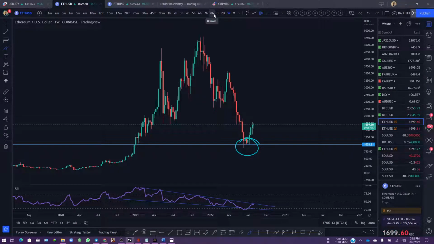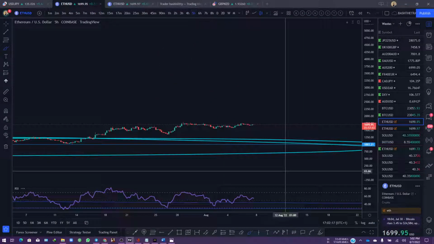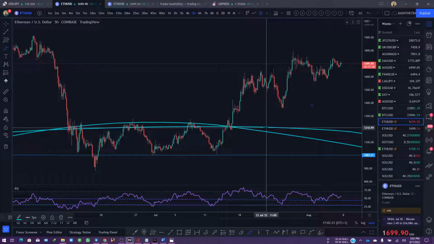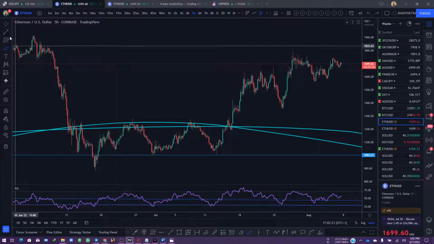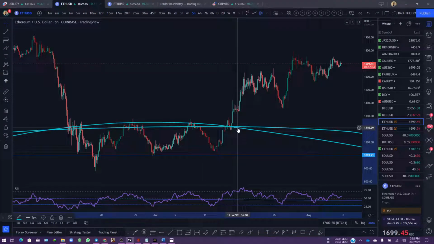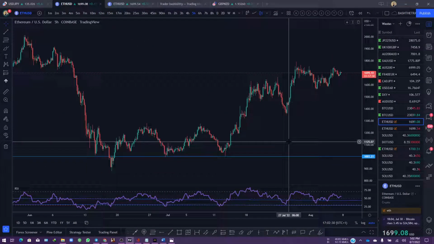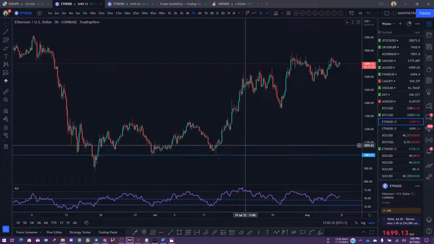So guys, let's go to the 4 hour or the 5 hour. Let's go to the 5 hour and reset this. All right. Oh, I need to delete this. Okay. Good. You guys see what I'm talking about? You see that the Ethereum is even faster, right?